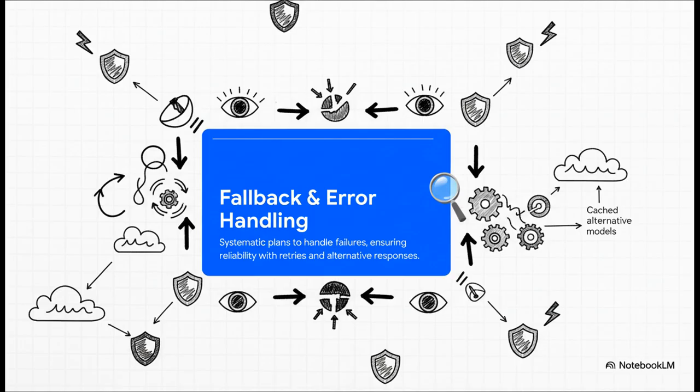First, you gotta spot the problem. Then, you try a quick retry. Maybe that doesn't work, so you fall back to a simpler model or even a pre-saved answer. The goal is always the same. Make sure the user never, ever sees a nasty technical error message.